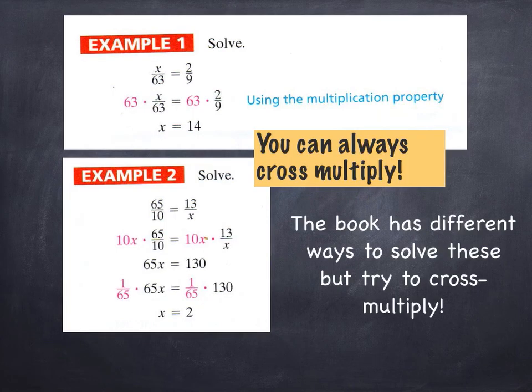An example is, now, the way that the book does it, it does it a little bit differently. It clears out that 63 by multiplying it to both sides. But I just like to cross multiply. I think it's a lot easier. They feel it saves a step, but you have to know what you're multiplying. In example 2, they multiply it by 10x. I don't really like it that way, but that's the way the book explains it.